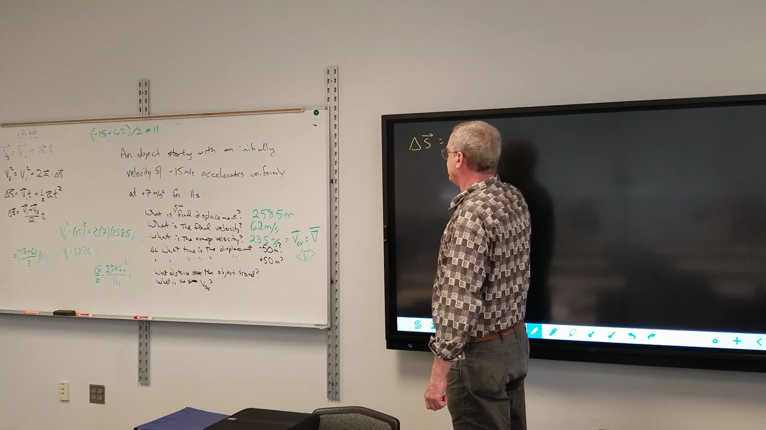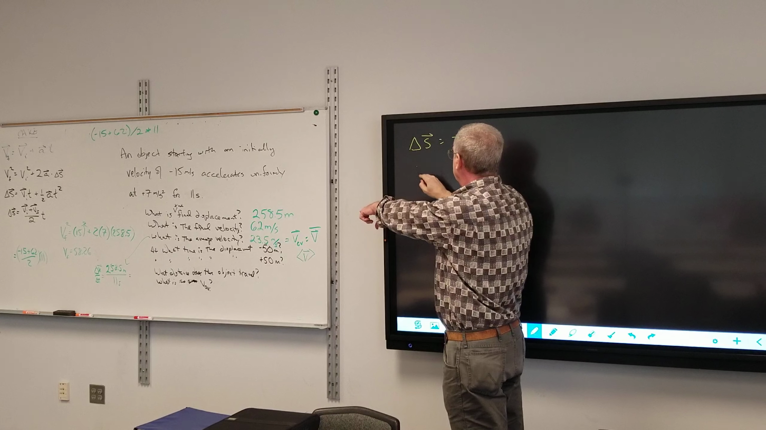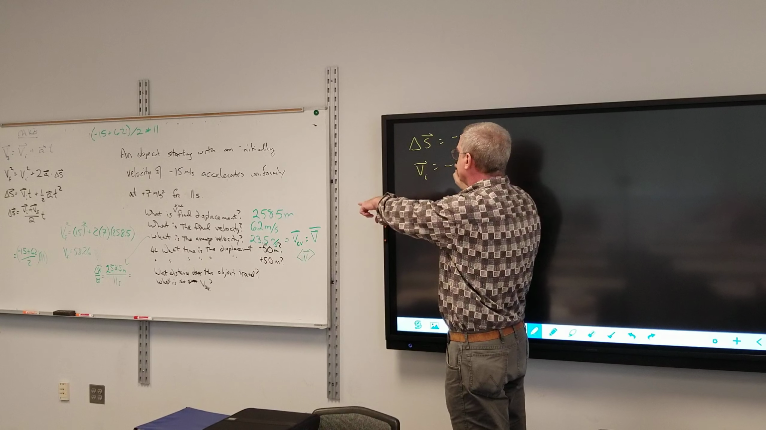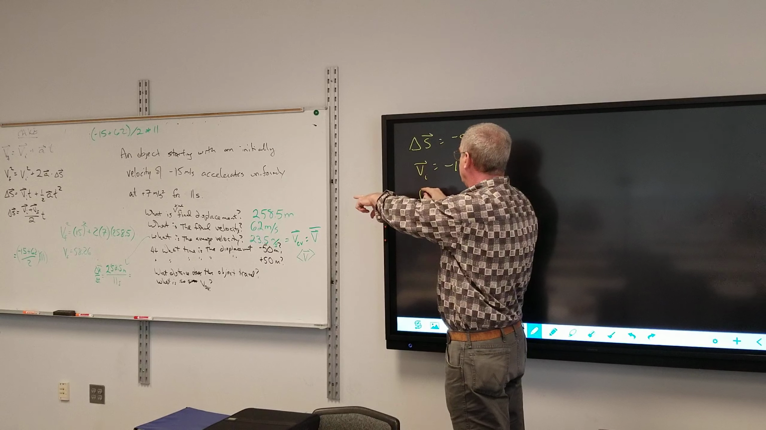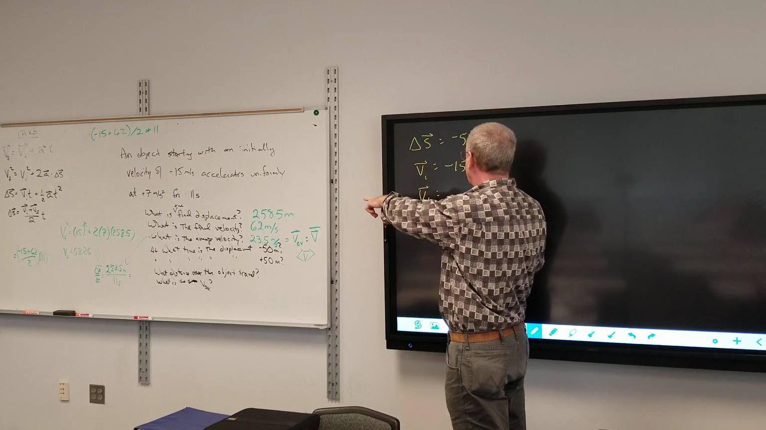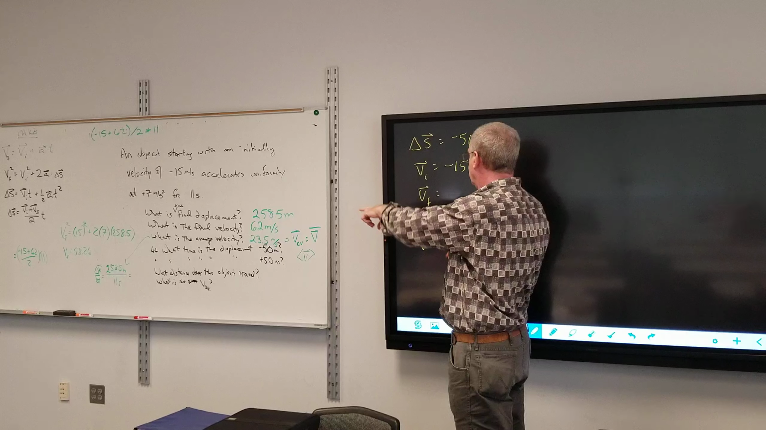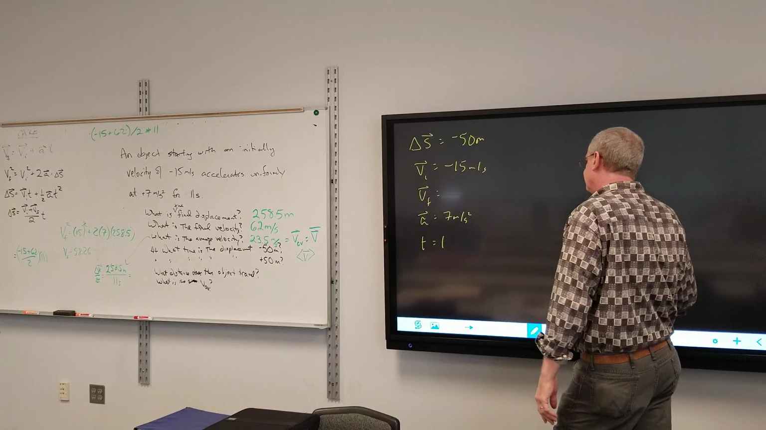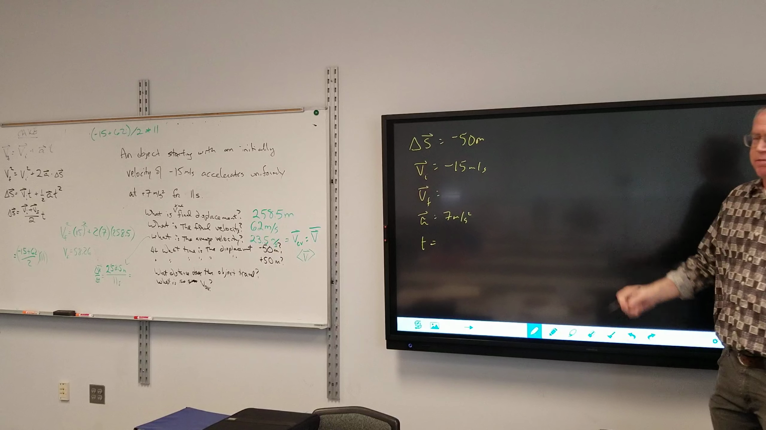My displacement is now negative 50 meters, answering the first one. My initial velocity hasn't changed, that's still negative 15 meters per second. Final velocity, don't know. Acceleration is still 7 meters per second squared. Time, we don't know. We're trying to find time.